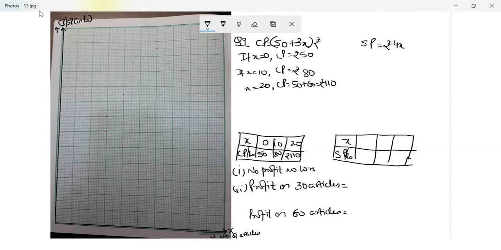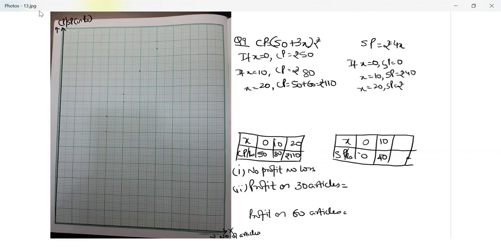Let's look at selling price. So if x is equal to 0, which means I'm not making anything, I'm not selling anything, my selling price will be 0. I don't make anything, I don't sell anything. If x is equal to 10, if I sell 10 products, my selling price will be 4 into 10, that's rupees 40. So 10 and 40. If I sell 20 products, my selling price will be rupees 20 into 4, that's 80. So 20 and 80. Let's plot these points.